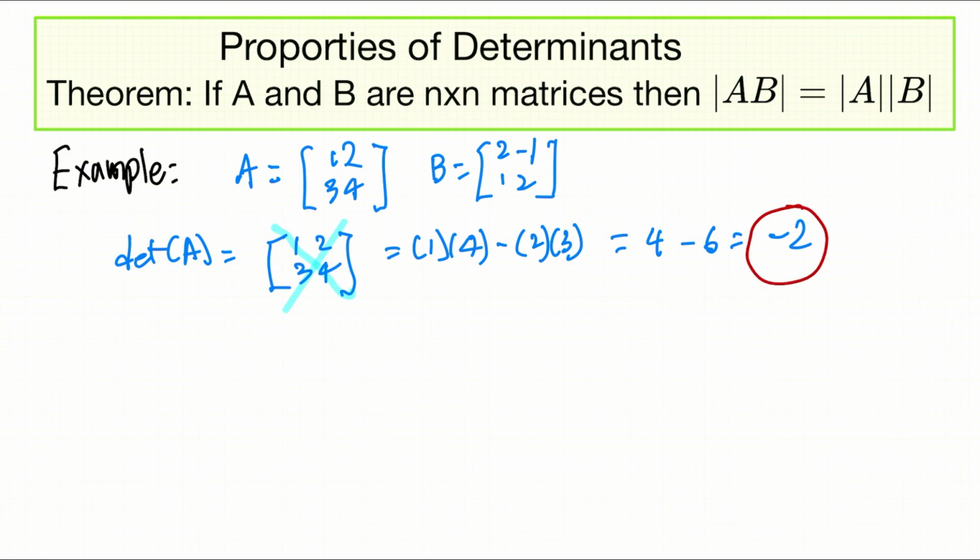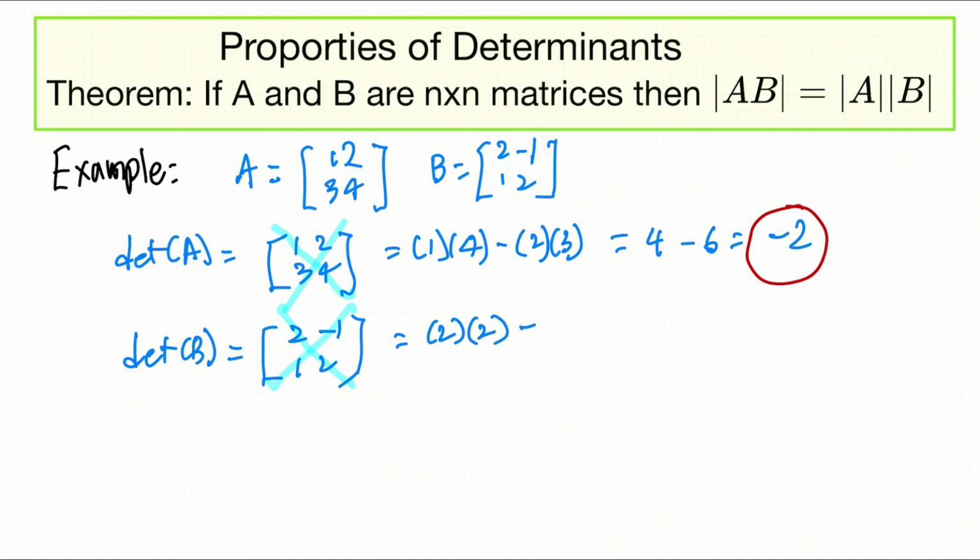Now let's do the determinant of matrix B. And B is 2, minus 1, 1, 2. And once again we do the cross multiplication. This diagonal minus this diagonal. So that's going to be 2 times 2 minus 1 times 1. So that's 4 plus 1, that's equal to 5. So there is our determinant for the matrix B.